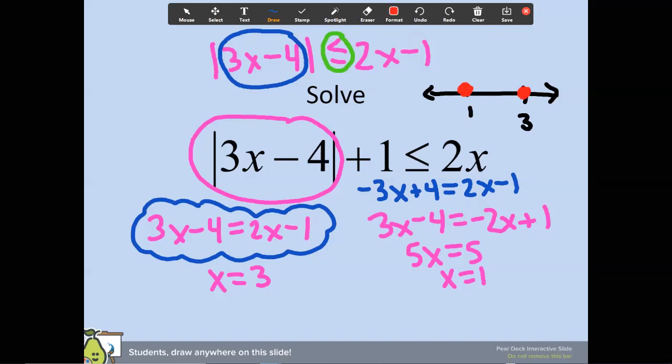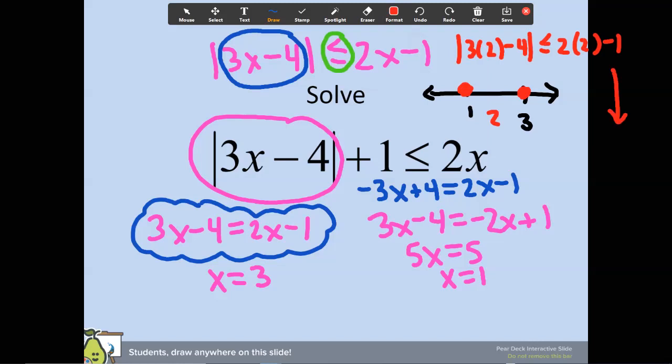So I'm going to test a value. And I'm going to test, let's say 2. 2 is in between 1 and 3. So I'm going to put 2 into my inequality. So I'm going to have 3 times 2 minus 4 less than or equal to 2 times 2 minus 1. Let me just do that math down here. Sorry, it's a little messy.